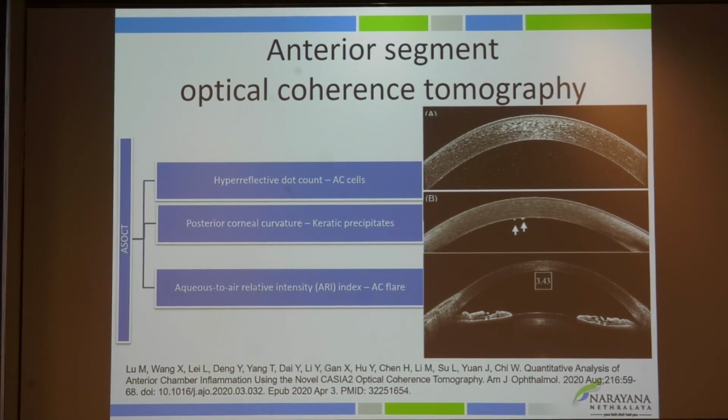Next, we'll move on to anterior segment optical coherence tomography. We can use it to study the hyperreflective dots in the anterior chamber, where you can quantify the amount of cells and also the amount of cells present on the posterior curvature of the cornea. We can calculate the aqueous to air relative intensity, the ARI index, which helps us to quantify the anterior chamber flare.